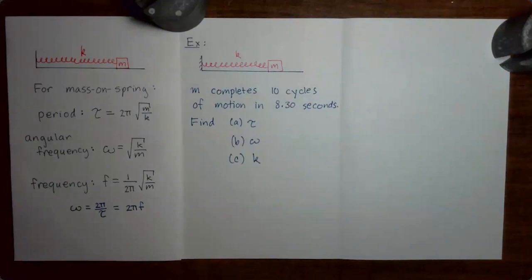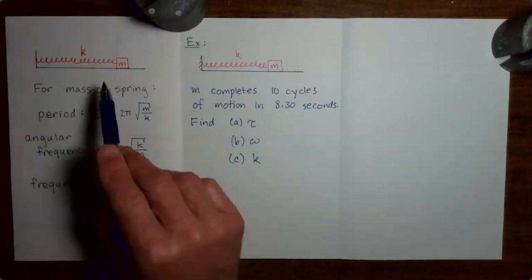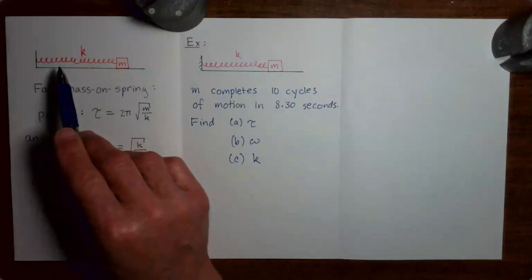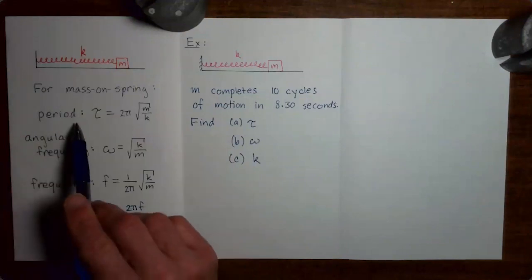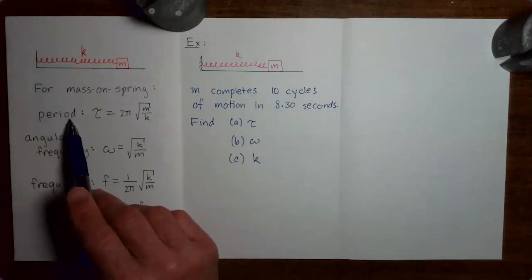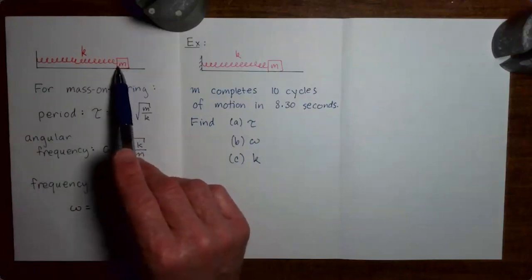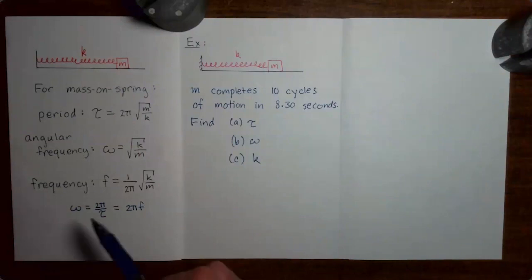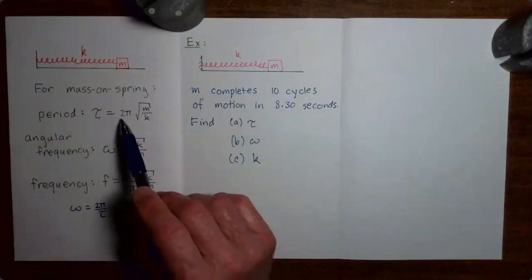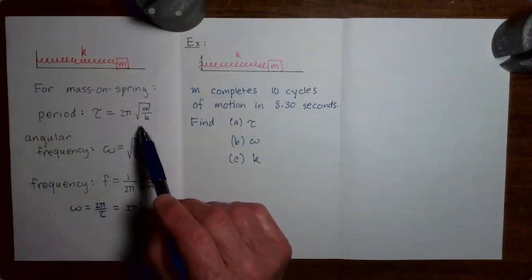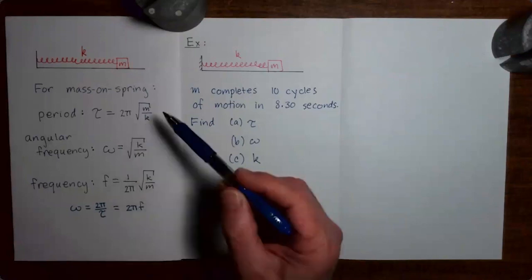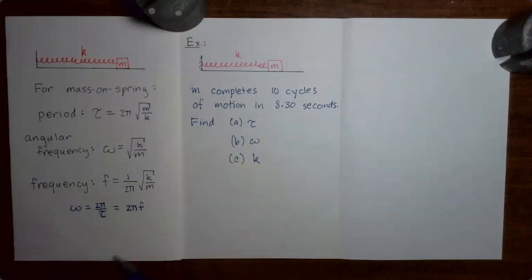At this point in the module, I've introduced you to several quantities which can be used to describe the motion of a mass oscillating at the end of a spring. These quantities include the period of the motion. The period of the motion is the time it takes the mass to make one complete cycle of motion. We've seen that the period is equal to 2 pi times the square root of the mass divided by the spring constant. We have the frequency of the motion.